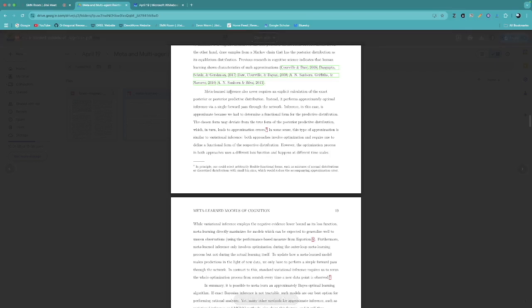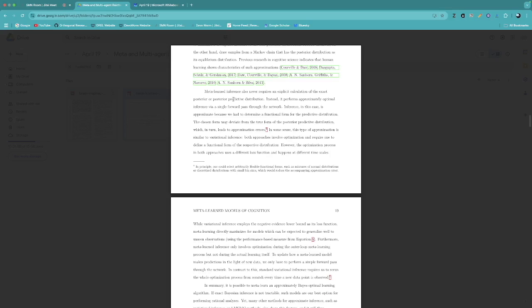Here's an important point. Meta-learned inference also never requires an explicit calculation of the exact posterior or posterior predictive distribution. So when we talk about something that's meta-learned, learned from previous evidence and synthesizing that, we don't really need to calculate out an exact posterior predictive distribution. Remember, we're doing inference in the following way. We have this prior distribution, we have observations, and then we have this posterior distribution, which is predictive. And so what does meta-learned inference do? It performs approximately optimal inference via a single forward pass through the network.